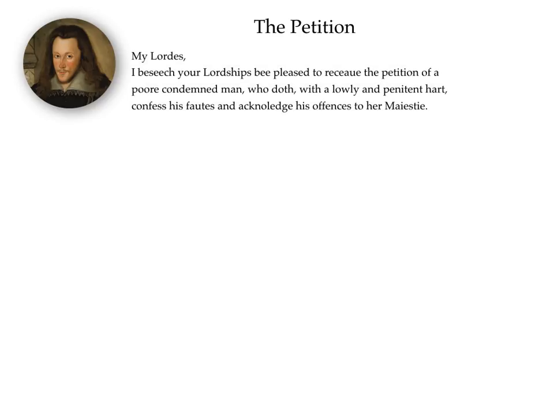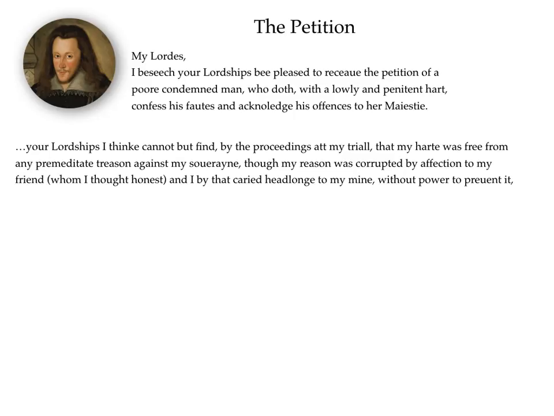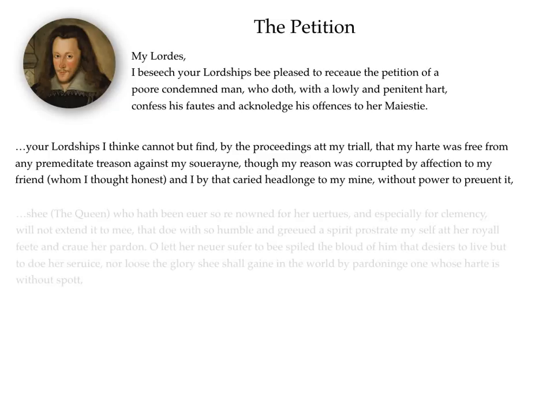My lords, I beseech your lordships, be pleased to receive the petition of a poor condemned man, who doth, with a lowly and penitent heart, confess his faults and acknowledge his offences to her Majesty. Your lordships, I think, cannot but find, by the proceedings at my trial, that my heart was free from any premeditate treason against my sovereign, though my reason was corrupted by affection to my friend whom I thought honest, and I by that carried headlong to my ruin without power to prevent it.